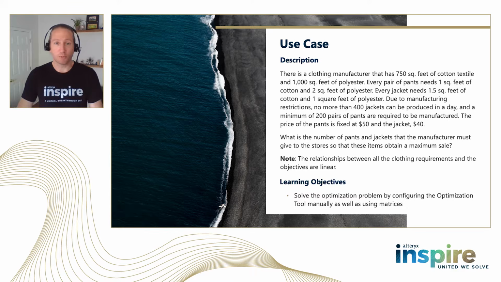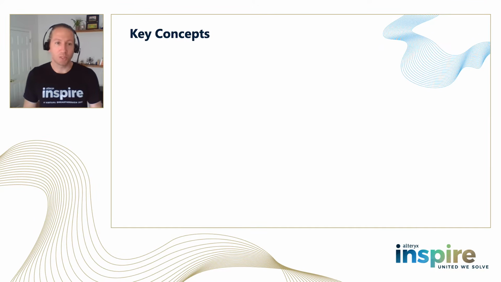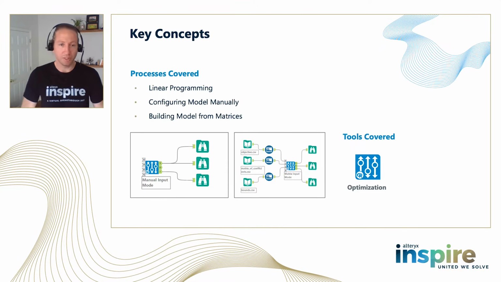We're obviously going to break this down a bit further as we go through because there's a lot of moving parts. Some of the key concepts we're going to talk about today: we're going to focus on linear programming. There are other options inside the optimization tool, but we're just going to focus on this one today. We will configure the optimization tool in 2 different ways. One, manually, like you see in the box on the left-hand side of your screen. The other using matrices, on the right-hand box. We will walk through both of those today. What you see on your screen right now is the entirety of the workflow we're going to walk through today.